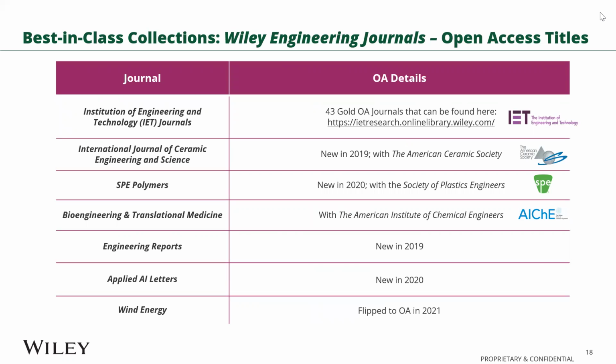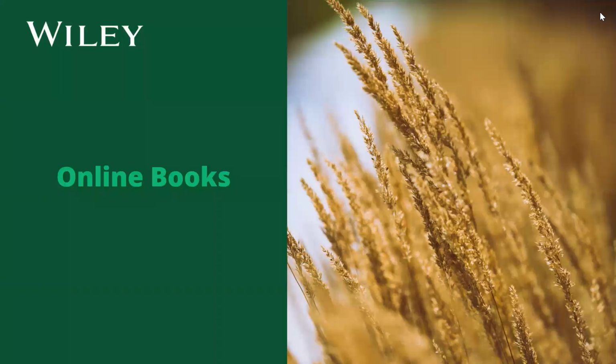Open access, as I mentioned, is not only big across Wiley, but it's also big in engineering as well. The IET journals, all of them are now open access, so you can access any of that content anytime you'd like. We do have other societies that we've partnered with, whose journals we're publishing, but they've opened up new titles that are now available in the open access arena as well, from the American Ceramic Society and the Society of Plastics Engineers. These are very, very important and great applications for engineering in the future.